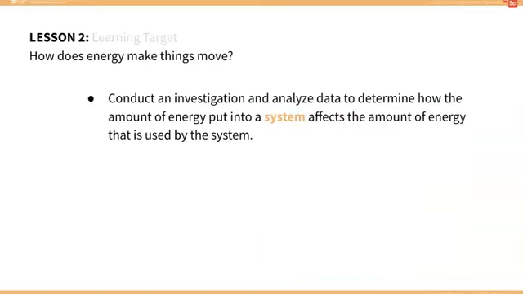By the end of this lesson, students will come to understand that when you add energy to a system, it can make things move from place to place. This lesson builds the foundation for studying the transfer of energy in collisions that comes up in the next lesson.